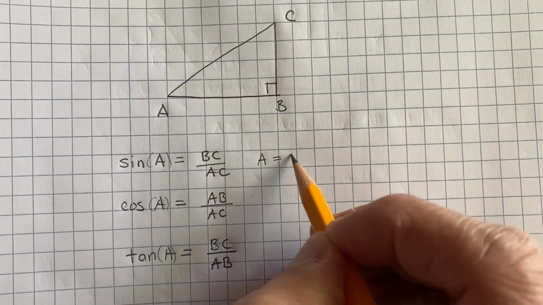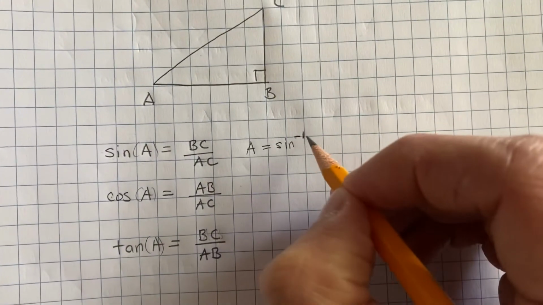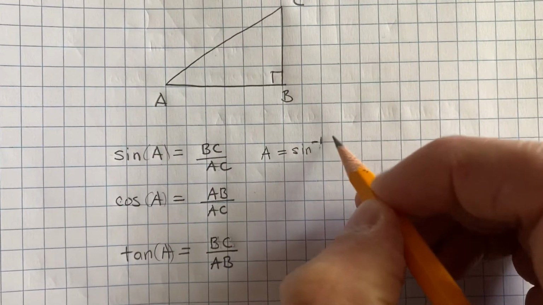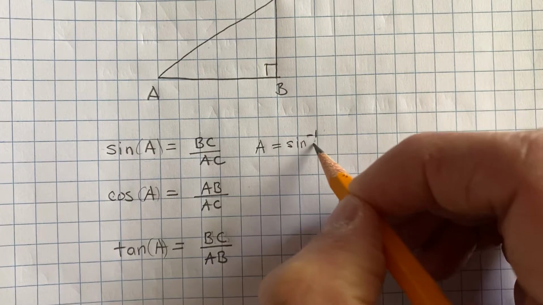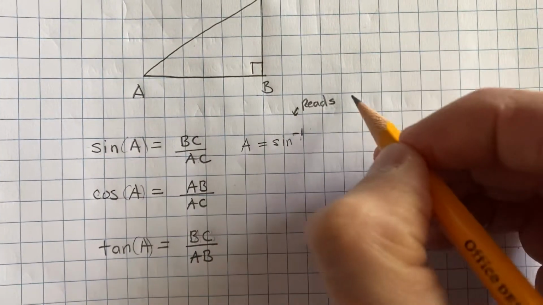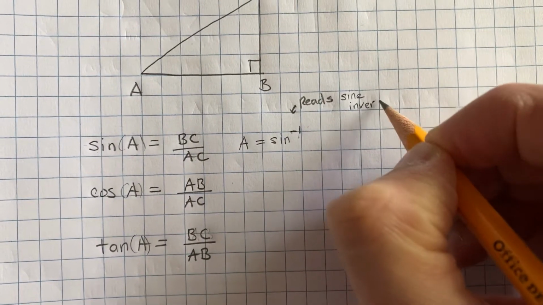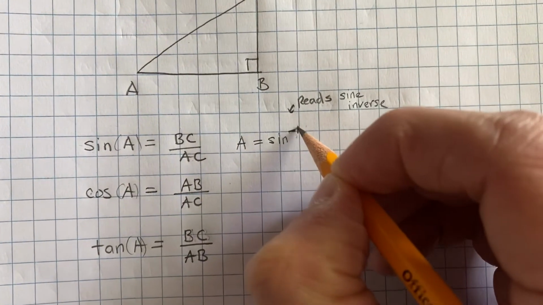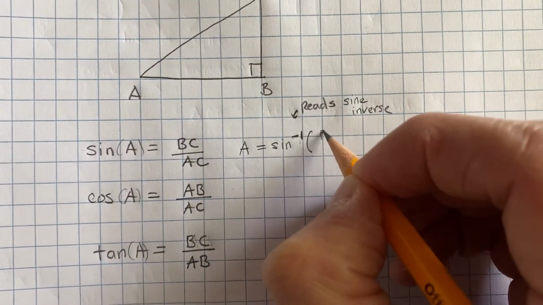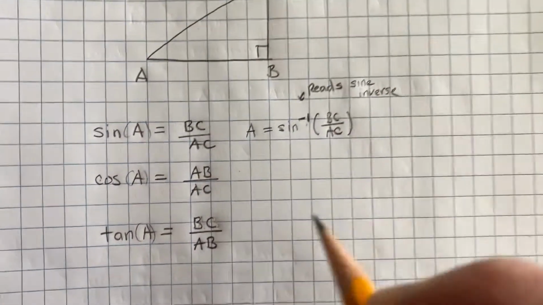And if I take the sine inverse, the inverse button, okay, is kind of like a -1 exponent notation, and this reads sine inverse, okay? So when you see that negative, it doesn't mean negative exponents, it just means sine inverse of BC over AC.